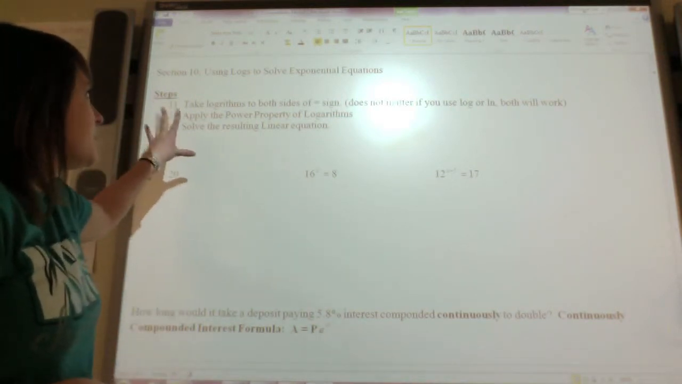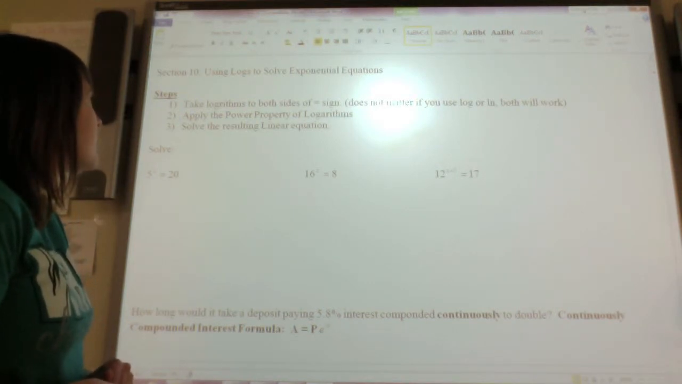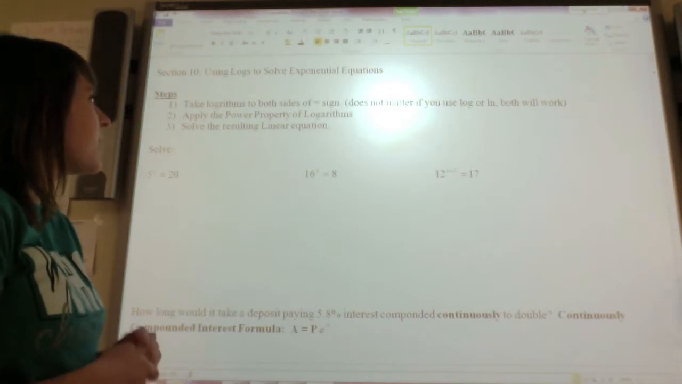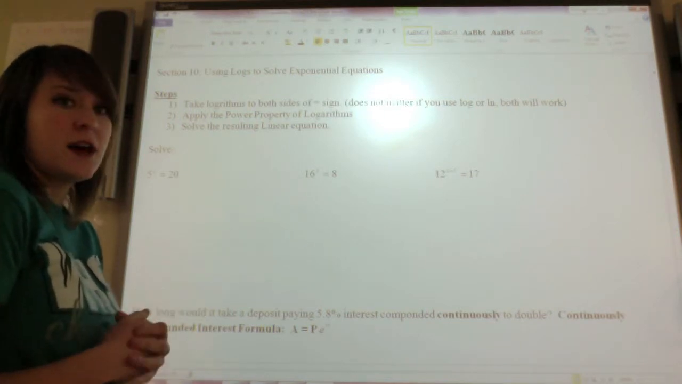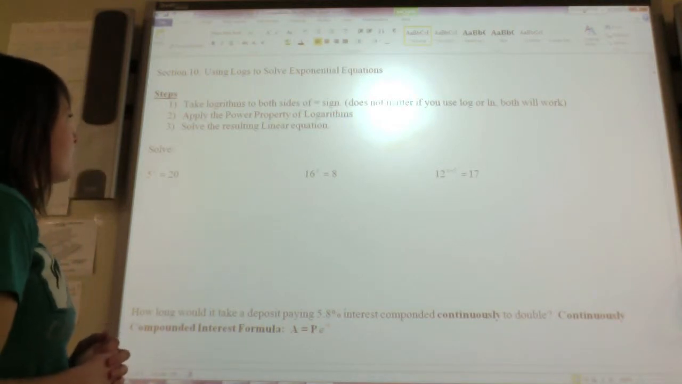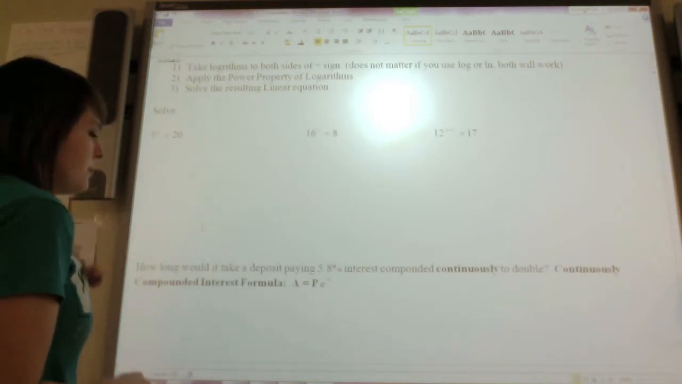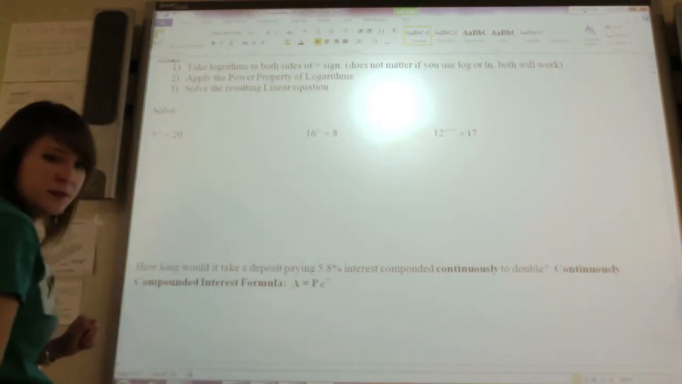So our steps in solving these exponential equations using logarithms are to start by taking the log of both sides, and of course that's after you've simplified everything, and apply the power property of logarithms and then solve the resulting linear equation. So let's just go through a couple problems and follow these steps.